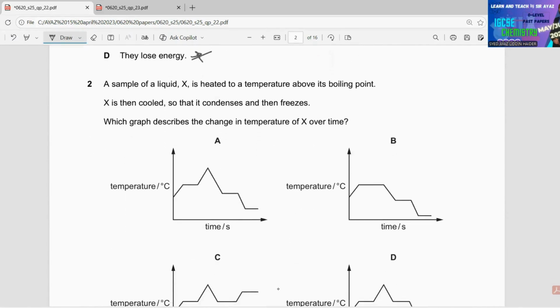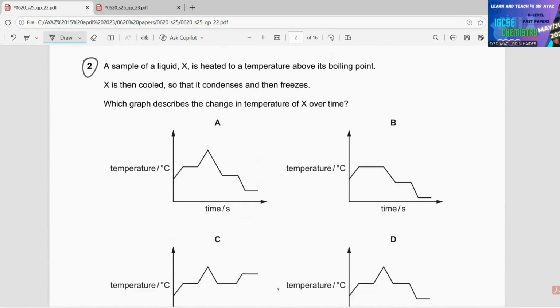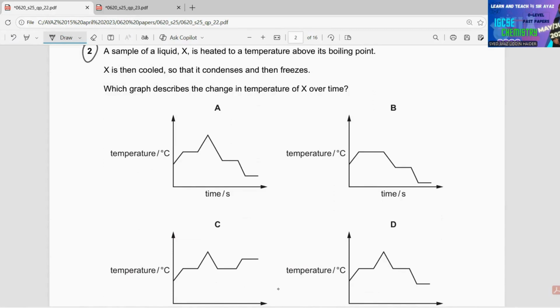MCQ number 2. A sample of a liquid X is heated to a temperature above its boiling point. X is then cooled so that it condenses and then freezes. Which graph describes the change in temperature of X over time? Now, first they said that X is heated, and later on it's cooled. These two are very important statements in this question. So we have to see the graph in which both the change will be shown.